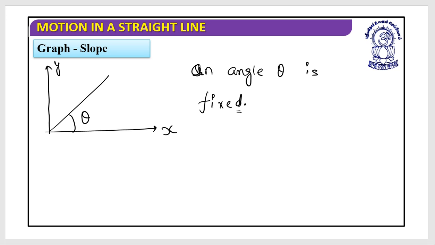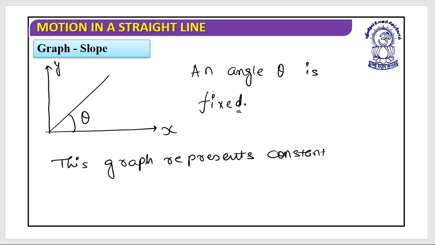So when the angle theta is fixed, that means this graph represents a constant slope. Now one more piece of information. Does it have a positive value or negative value of tan theta? Yes, it is a positive value here. Tan theta is positive.